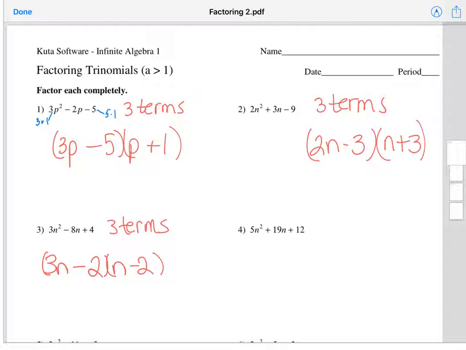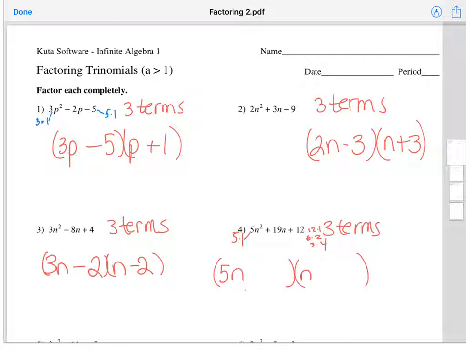So as we attempt to do number 4, how many terms? 3. So as soon as I see it's 3 terms, I want to go ahead and put it in factored form. My factors are going to be 5 and 1. And in the back, I can have 12 and 1, I can have 6 and 2, and I can have 3 and 4. So 5 and 1, 5n in the front and in the back.